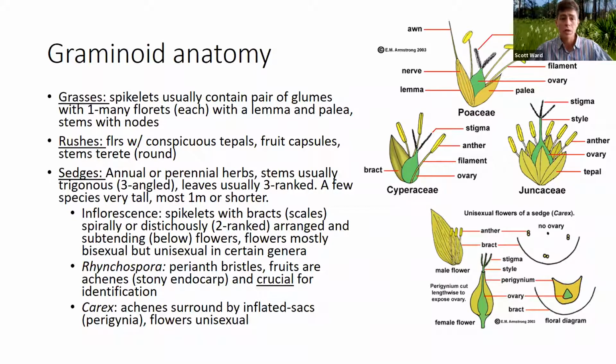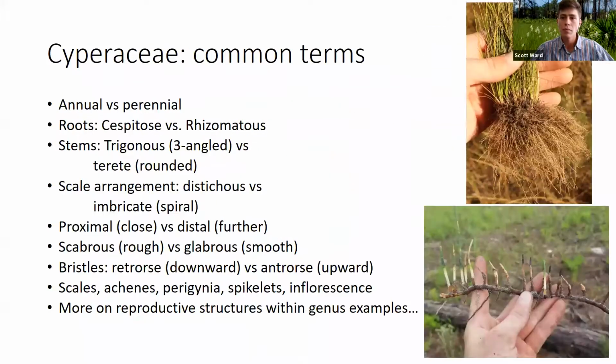Flowers are mostly bisexual, but unisexual most often in Carex. With Rhynchospora, and you'll see towards the end of this presentation I get a lot more into this, they contain these things called perianth bristles surrounding the fruits, which are achenes. And these are really crucial for identification, and you'll see some examples of that later. Whereas Carex is really unique in that it contains these inflated sacs around the seeds called perigynia. And those are also rather diagnostic when identifying some species.